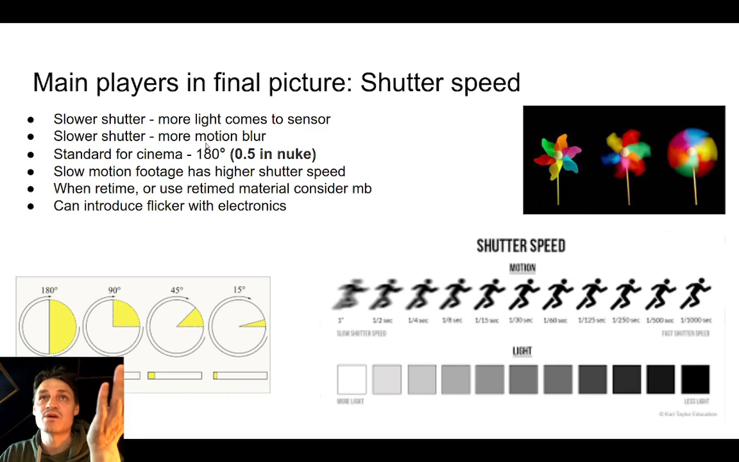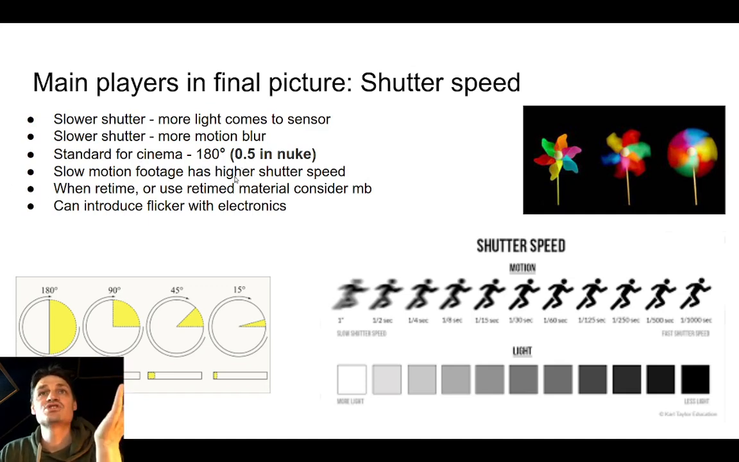More motion blur with the slower shutter, meaning the longer we're exposing, the more moving material we're catching in time, meaning the motion blur is higher. Standard for cinema, 180 degrees, 0.5 in Nuke. On any other application, I guess.